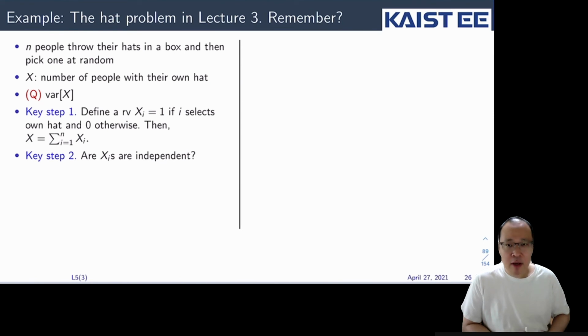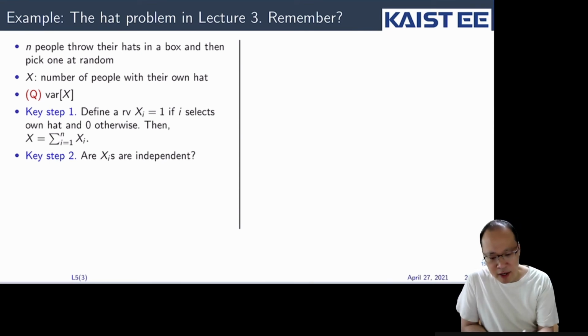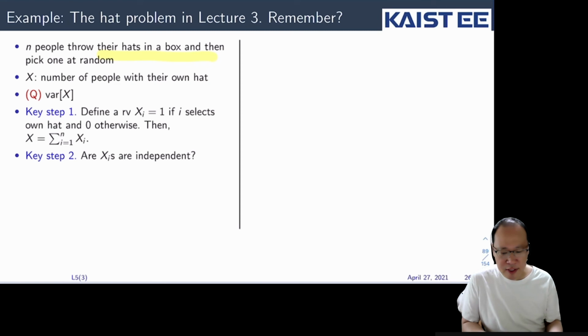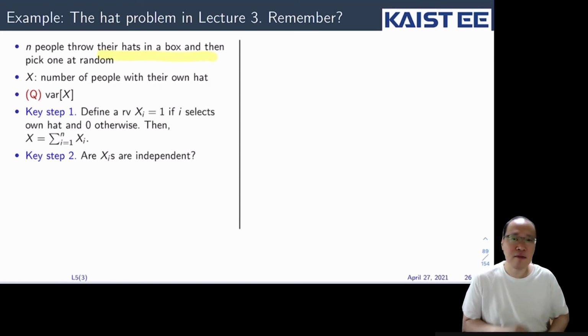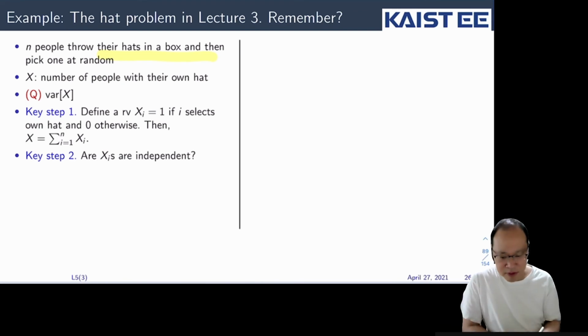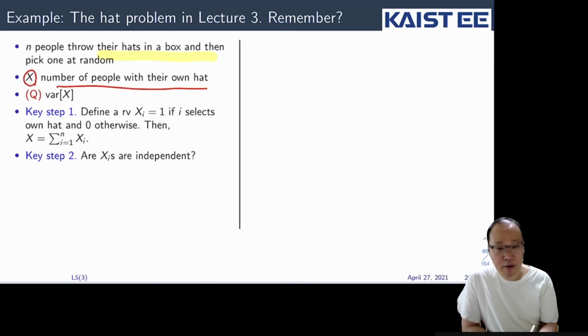All right. Do you remember that we covered the hat problem in lecture 3? The n people throw their hats in a box and then they pick one at random, and we computed the expectation and the variance and so on. So we're going to compute the variance again using the covariance formula of the previous slides. Here x is the number of people with their own hats, if you remember. We're interested in the variance of x.